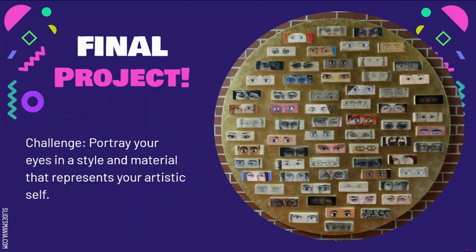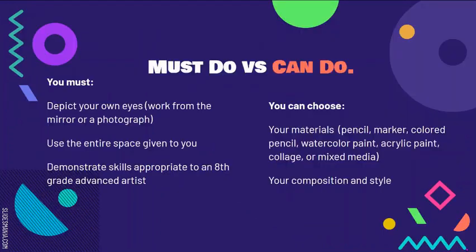So instead of doing my style using my assignment, you are given a very bare bones sort of statement, and you are going to run with it and make it your own. So, what you must do is on the left, you need to draw or depict your own eyes, not general eyes, not famous person's eyes, your actual eyes. So, you can work from a mirror or from a photograph of your eyes.